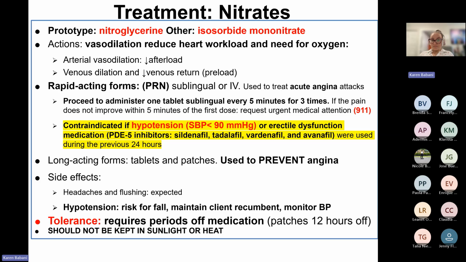Any questions before we move on to the treatment? Oh, you know what? We didn't talk about what we do. So let's say the patient comes in, they have the nausea, they have the diaphoresis, they have the pain here, they have anxiety, they cannot breathe. You give them the nitro. 5 minutes later, they're still in pain. What do we do before we give the second one?